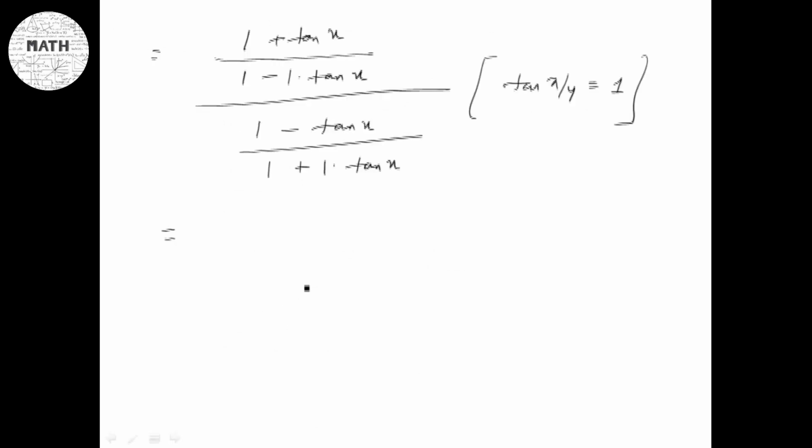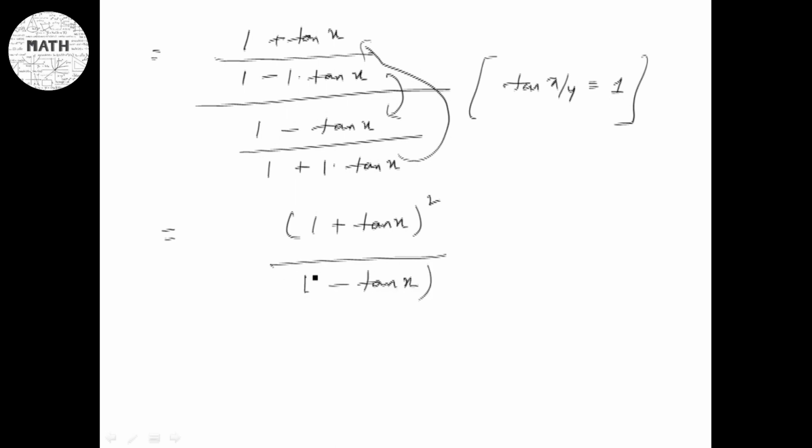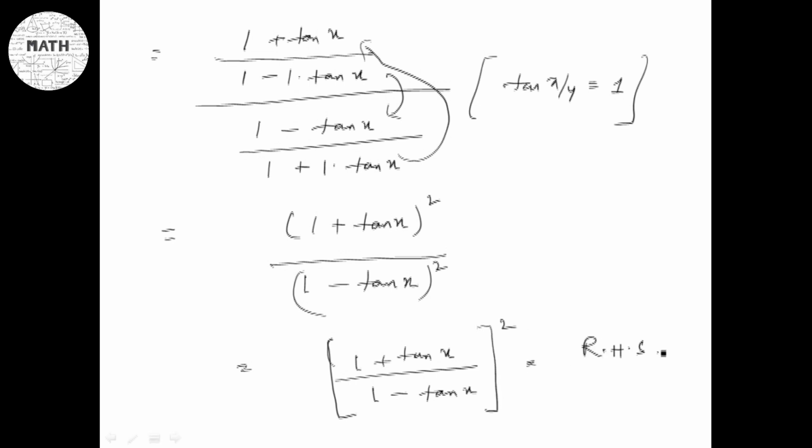So that's your main division. This will come down and automatically this will go up. So if I go up, that will be (1 plus tan x) the whole thing square, divided by (1 minus tan x) the whole thing square. So which I can say is ((1 plus tan x) divided by (1 minus tan x)) the whole square, which is equal to your right hand side. So that's all about question number 7. You can pause the video and check, okay, once again.